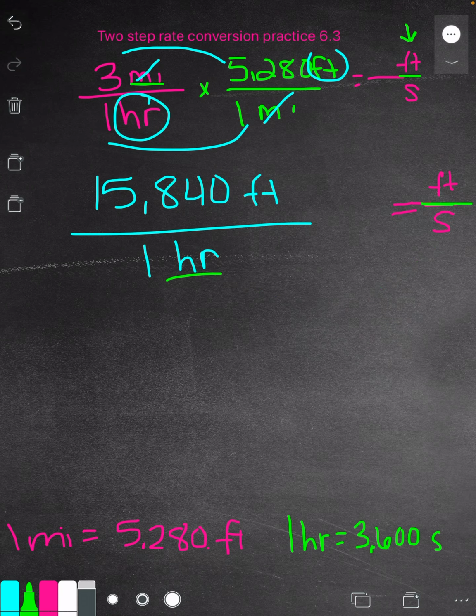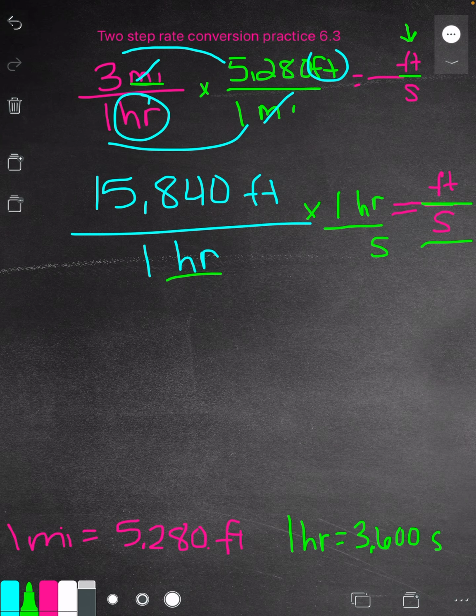All right, here we go. If I'm trying to get hours to seconds, I know that seconds needs to go on the bottom, first of all, because seconds is on the bottom in my final answer. And also, I know that hour needs to go on the top so that hour can cancel out. I need 2 hours to cancel.